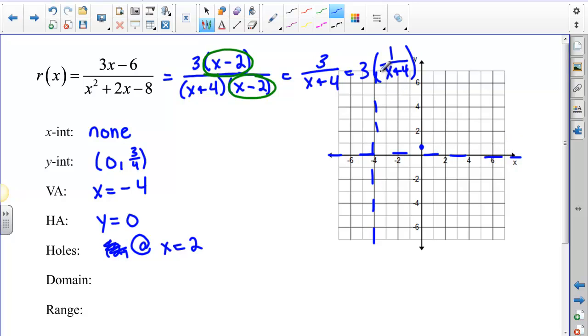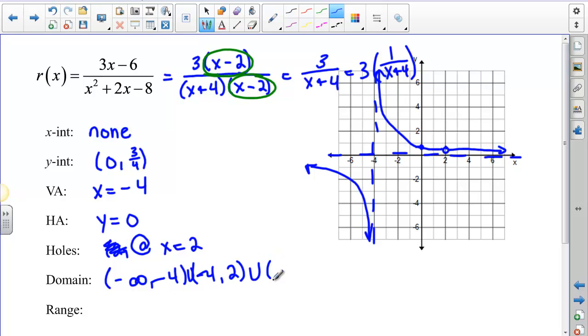If I look at my y values and I plug in 2 here, I'm going to get 3 over 6, which is 1/2. And that's where our hole would occur because that would be where the value is if there wasn't a hole there. Likewise over here, I'm going to have my branch going down there. This helps with the domain. The domain is negative infinity to negative 4. And then we think that it goes negative 4 all the way to infinity, but actually remember there's no value at 2. And then from 2 to infinity.